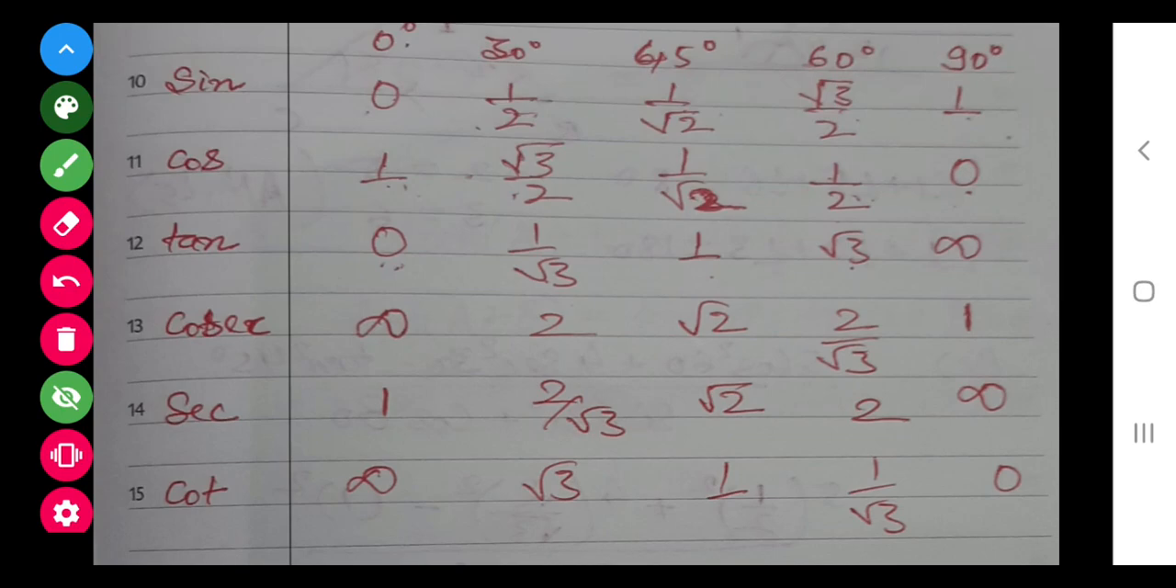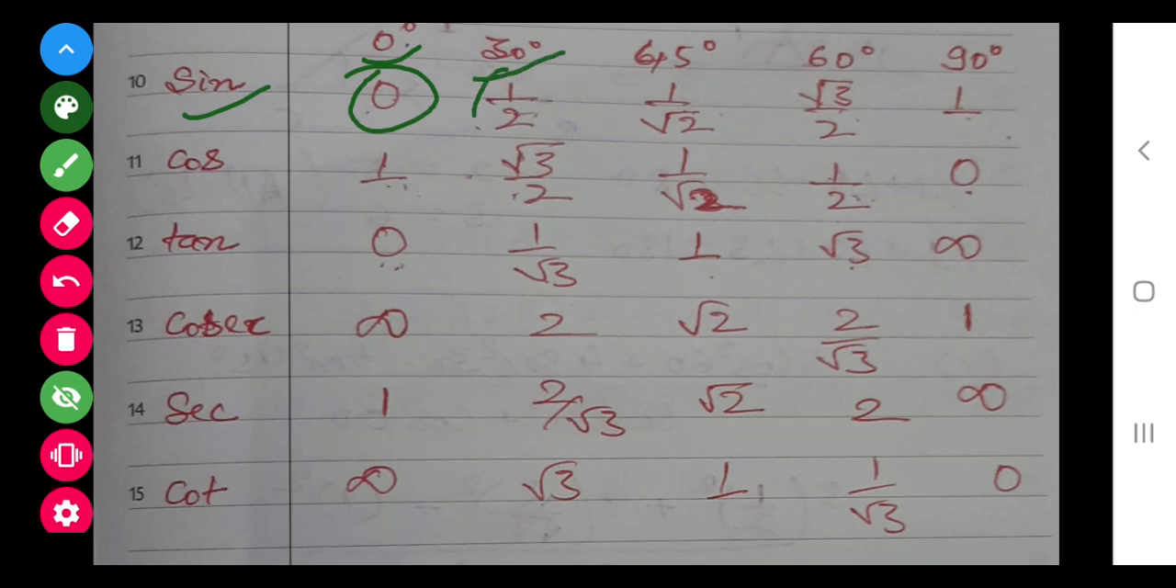Today we are going to start with your next exercise. Class, in this next exercise, mainly you have to learn the values of these ratios at certain angles. Here I have created a table for you. In this table, if I talk about sine 0 degree, then this is the value 0.